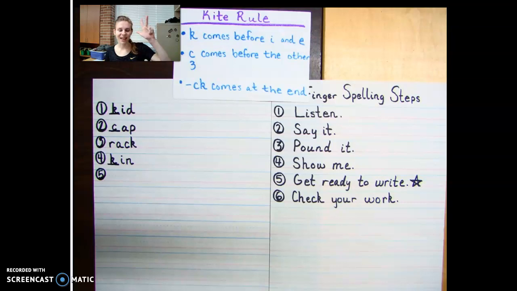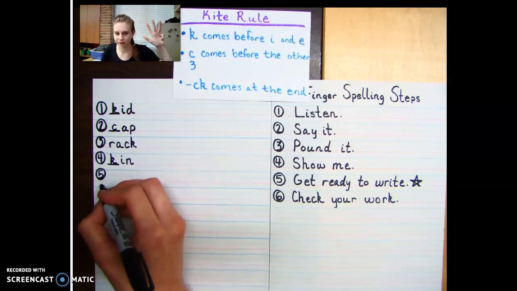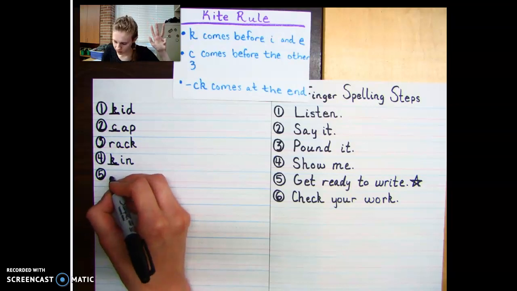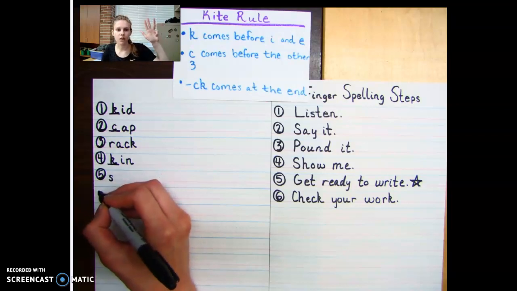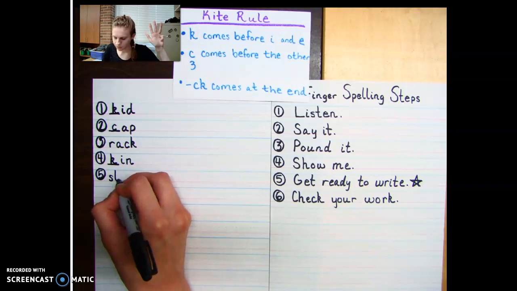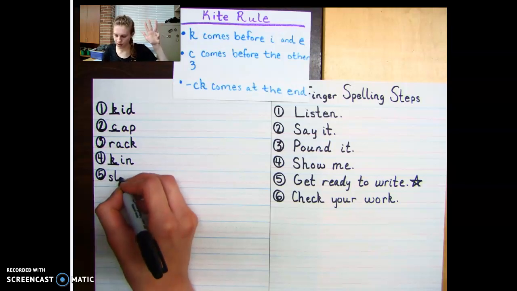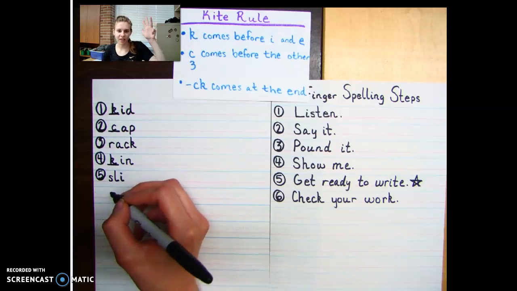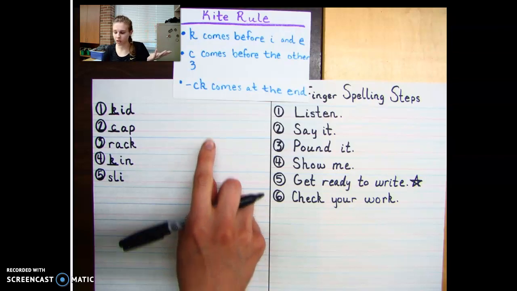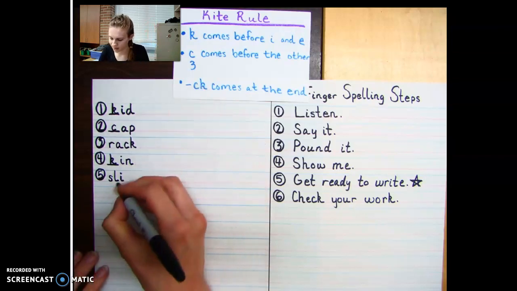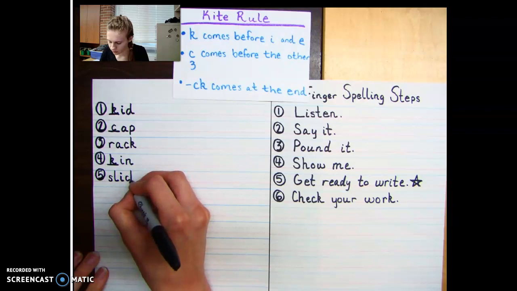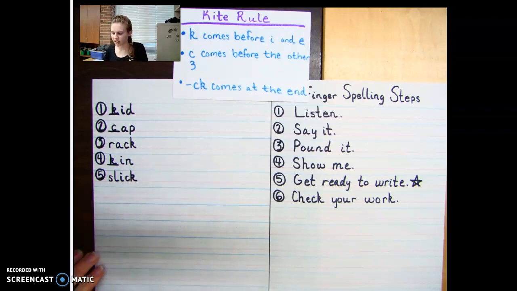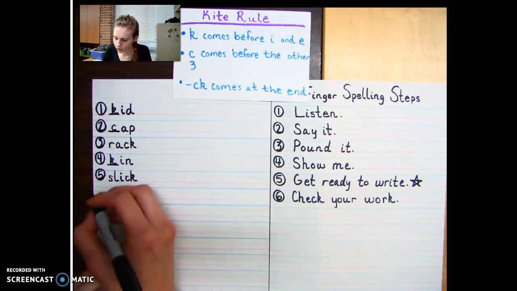S-l-i-k. A lot of sounds in this one. So I'm going to start it. I hear at the beginning a S. It's going to be an S. Oh, it's an L. I. I know that I is an I. And then K. Well, this K is at the end of my word. So what's the only one I can use to make the K sound at the end of a word? It's CK. CK. Slick.